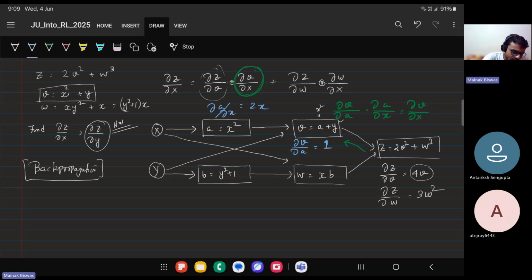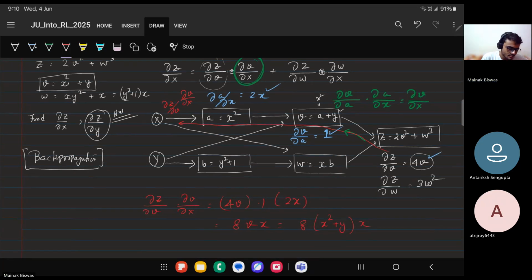Yes. So see, what is happening is this 4v will get multiplied with 1 with 2x. And this entire path will give me dow z, dow v into dow v, dow x. Do you agree? Yes. So it is just multiplying 4v into 1 into 2x. This is equal to 8vx, which is 8 into x square plus y into x. Okay.